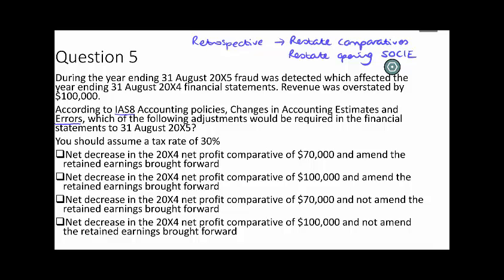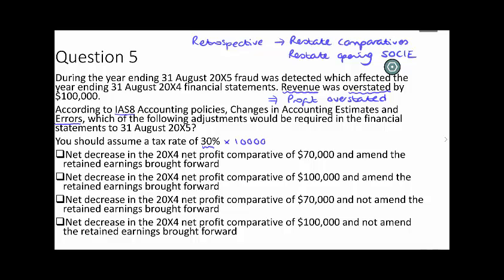In this particular case, the error that's been identified is that revenue has been overstated by $100,000. What that really means is that profit has been overstated by that $100,000. But in taking account of the effect on profit, we would also need to think about what that does in terms of tax. And in this case, with a tax rate of 30%, if we were to reduce our revenue by $100,000, we would also reduce our tax charge by 30% of that figure.